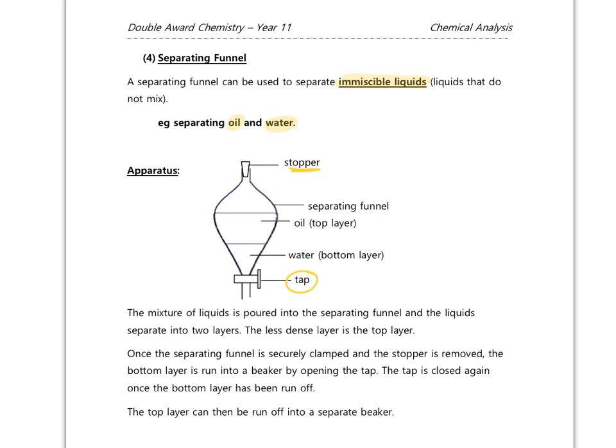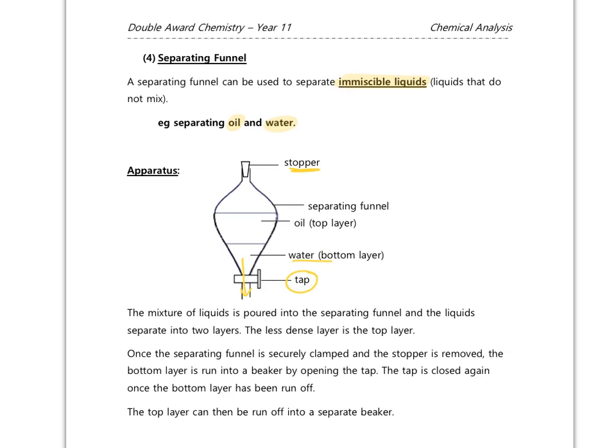No air can get through to replace the liquid that you have removed from the other end of the separating funnel. So you have to remove the stopper first, and then open the tap until the water has run off. So you can imagine the water will run off through the tap if it is open, and then you close the tap when you're just about to move on to the oil, the second layer. You close the tap and use a separate beaker to run off the top layer into.